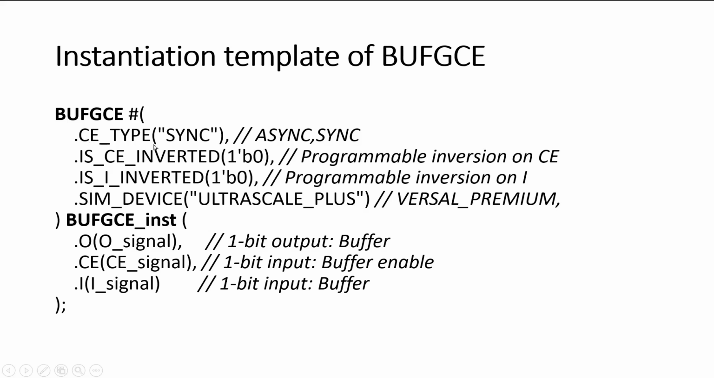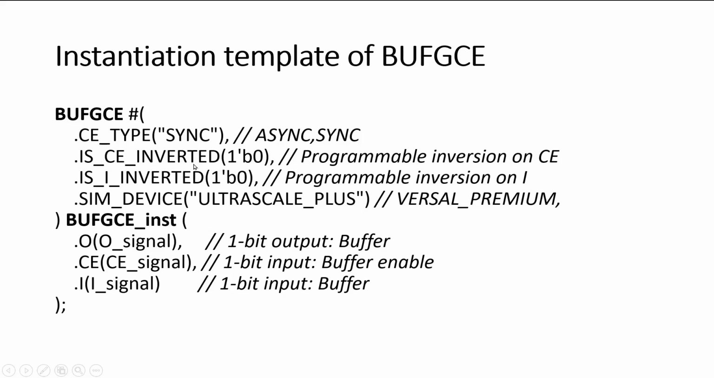CE type, we need to mention here CE type, sync or async. If we pick sync option, then the built-in synchronizer inside the BUFGCE will be used to synchronize the CE signal. Then there are no chances to get glitches at the output clock. But if you pick async, then the built-in synchronizer will not be used, but the output will be immediately available. So there is a chance that glitches can be there in the output. In a nutshell, you can say that if we pick async option, then this BUFGCE will just act like an AND gate.